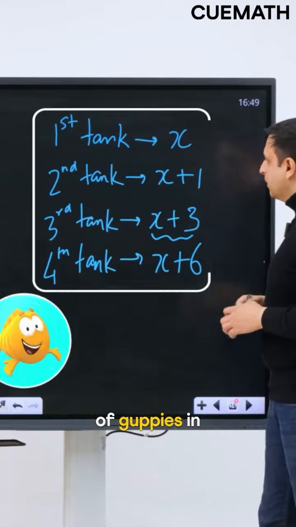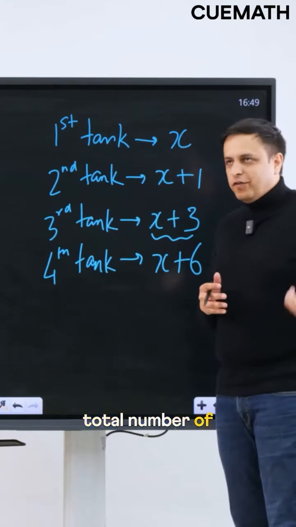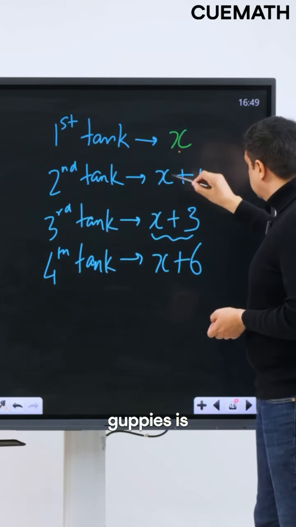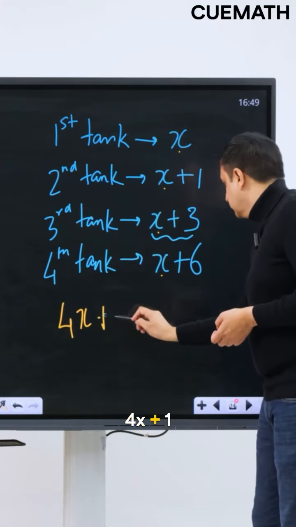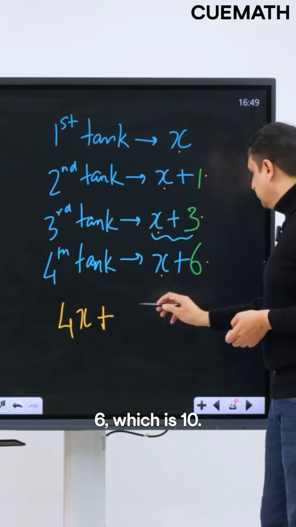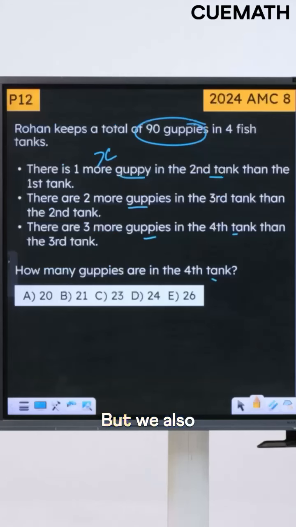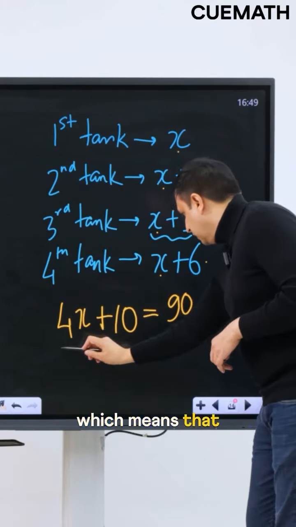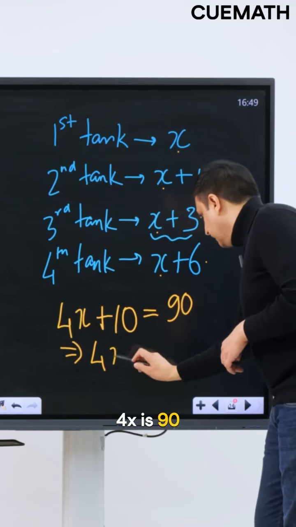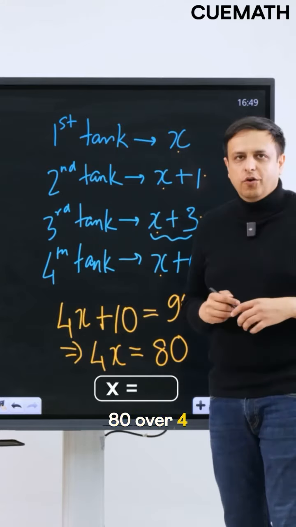So now we have the number of guppies in each tank in terms of x, and therefore the total number of guppies is x plus x plus x plus x, which is 4x. So let's write 4x plus 1 plus 3 plus 6, which is 10. So 4x plus 10 is the total number of guppies in the 4 tanks, but we also know that the total number of guppies is 90. So 4x plus 10 is 90, which means that 4x is 90 minus 10 or 80, which means that x is 80 over 4 or 20.